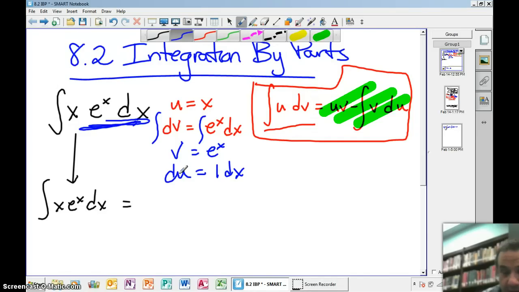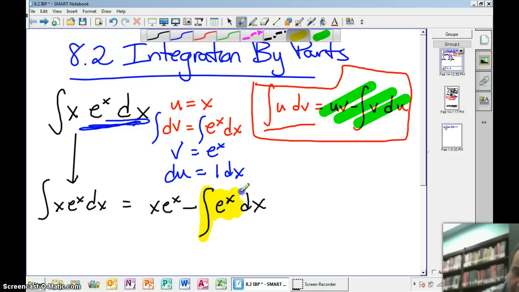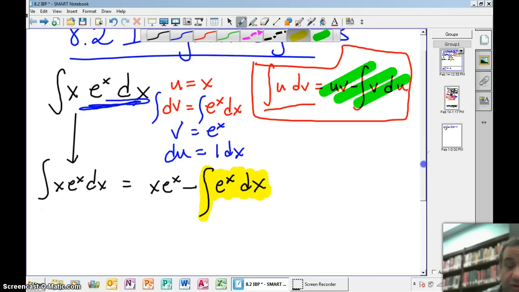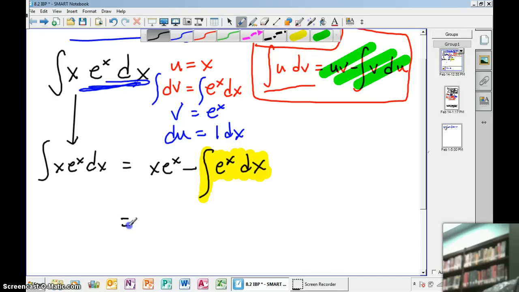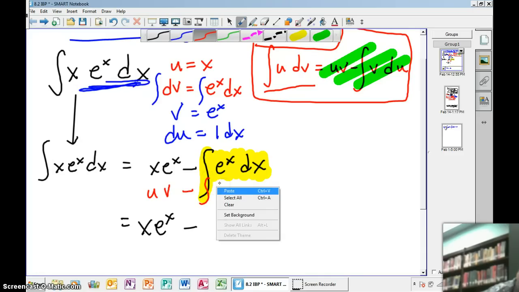So according to our formula, it's going to be u times v. So it's going to be x times e to the x minus the integral of v times du, which is dx. And now I can do this problem right here. That problem I can do, and I know the answer to, and so do you. So it's going to be x e to the x minus, and remember this was u times v minus the integral of v du. So that's where this all came from.